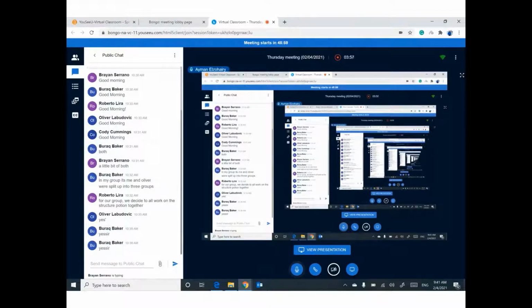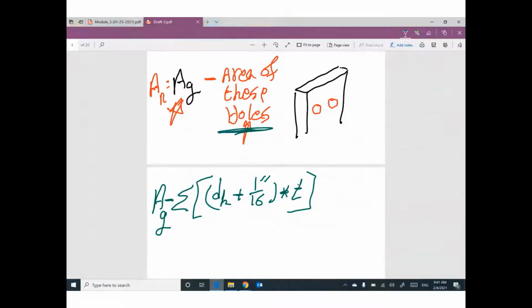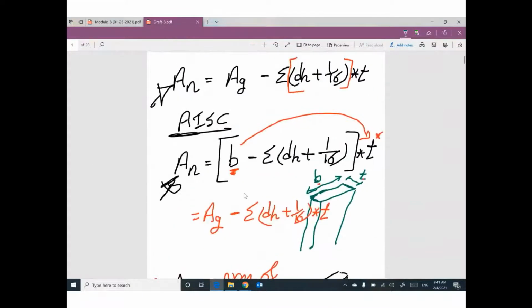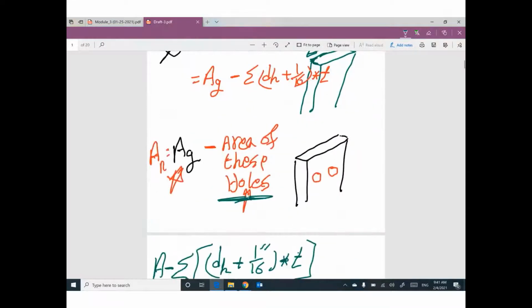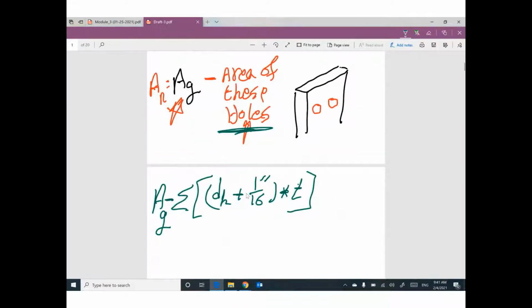Yeah, I understand. If you open the standard, I believe you can find this one, not this one. But regardless of which equation, you need to understand the concept. We have area gross, whatever. How can I get the area gross? From the table or from width times thickness, whatever, minus the area of holes. That's it.